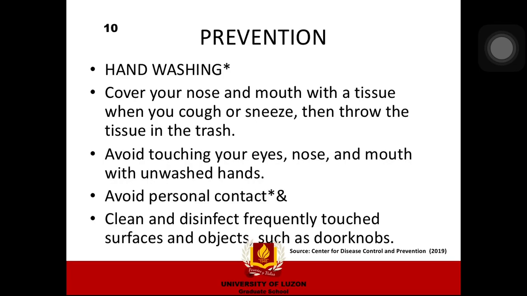So the prevention of Middle East respiratory syndrome is you need to do hand washing for at least 20 seconds. If soap and water are not available, use hand sanitizers. Cover your nose and mouth with a tissue when you cough and sneeze, then throw the tissue in the trash. Avoid touching your eyes, nose, and mouth with unwashed hands and avoid personal contact such as kissing, sharing of utensils with sick persons of MERS-CoV, and clean and disinfect frequently touched surfaces and objects such as doorknobs.